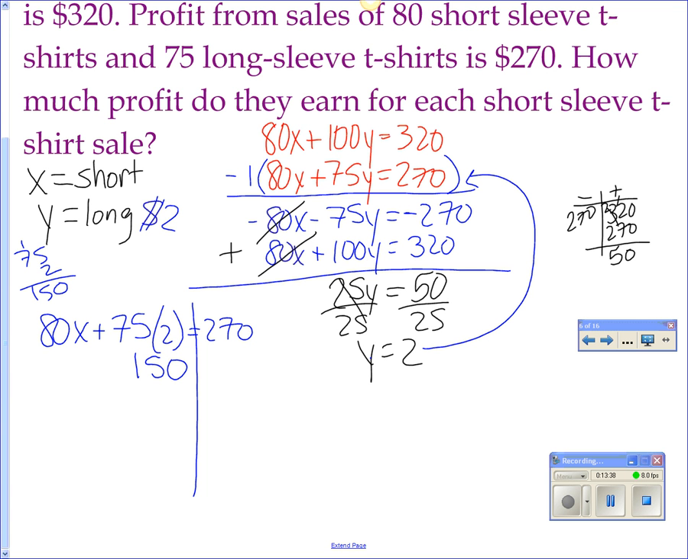Faith, what would I do next? I'd minus 150 over here. 0 minus 0 is 0. 7 minus 5 is 2. 2 minus 1 is 1. I get 120. And Hallie, what do you do last?